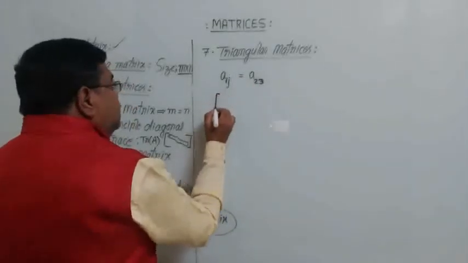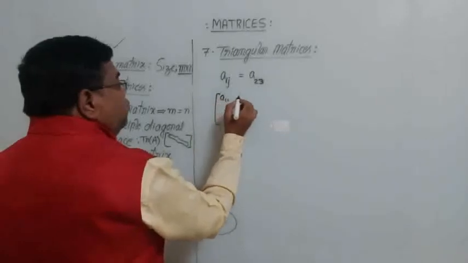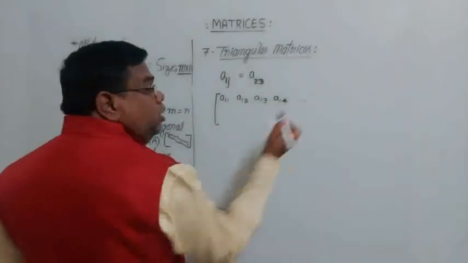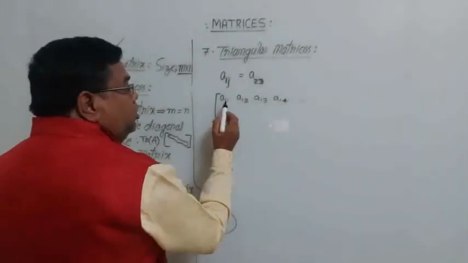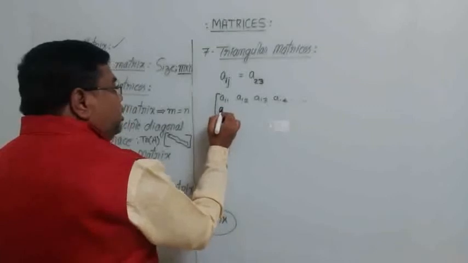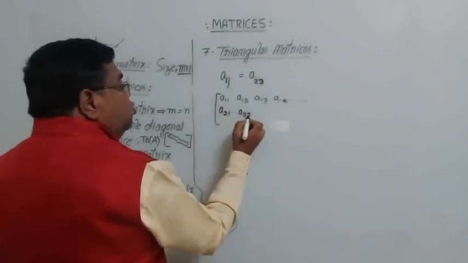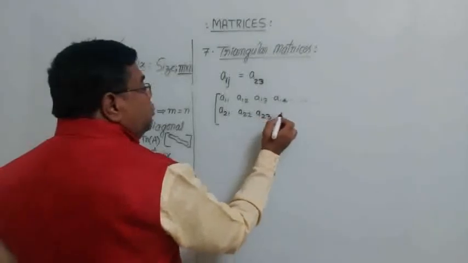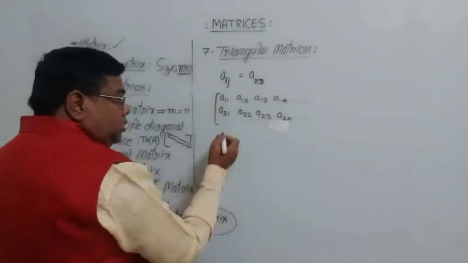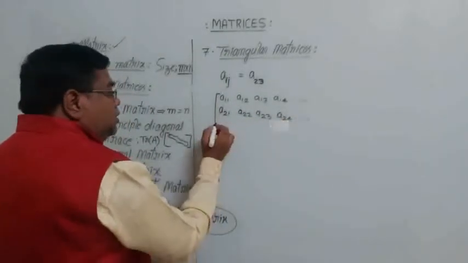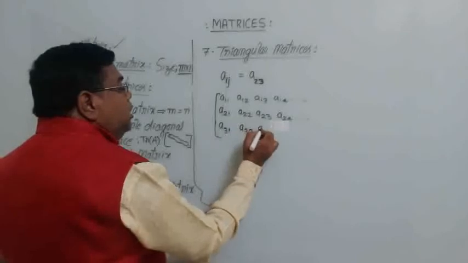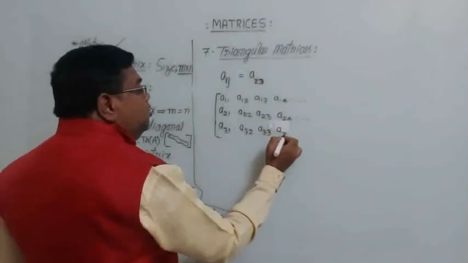Generally, a matrix is denoted by A11, A12, A13, A14 and so on. It is first row, where the row is 1, and first column, second column, third column, fourth column. Similarly, A21, A22, A23, A24 and so on is the second row, with first, second, third, fourth column. In the same way, A31, A32, A33, A34 and so on.